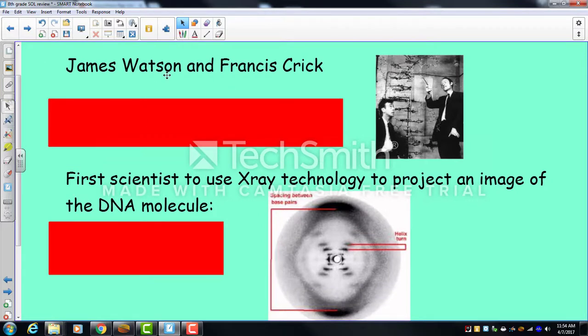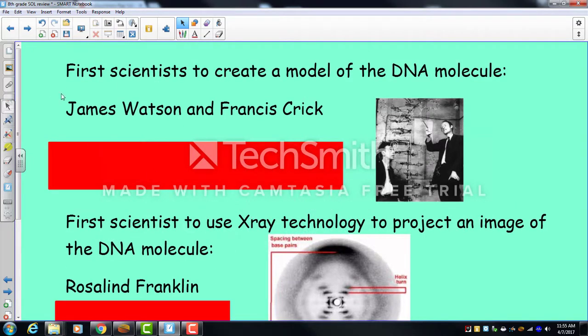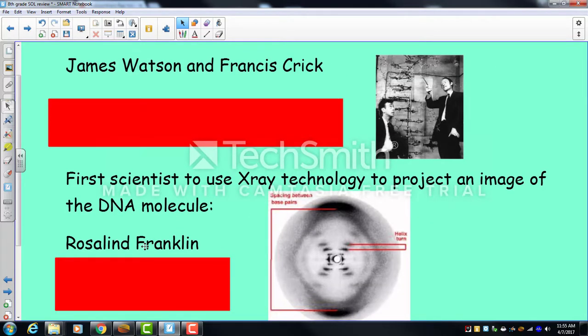Now, these two guys, believe it or not, I think should give some credit to this woman who in the 1950s used X-ray crystallography to actually project an image of the DNA molecule onto an X-ray. And this was the actual picture of it. Her name was Rosalind Franklin, and she gets a lot of credit for that. And also, I think it's very cool that in the 1950s, when a lot of American women were housewives, she was a fancy-dancy scientist. So good for her. So again, James Watson, Francis Crick, model of a DNA molecule, Rosalind Franklin used an X-ray to project an image of the DNA molecule.